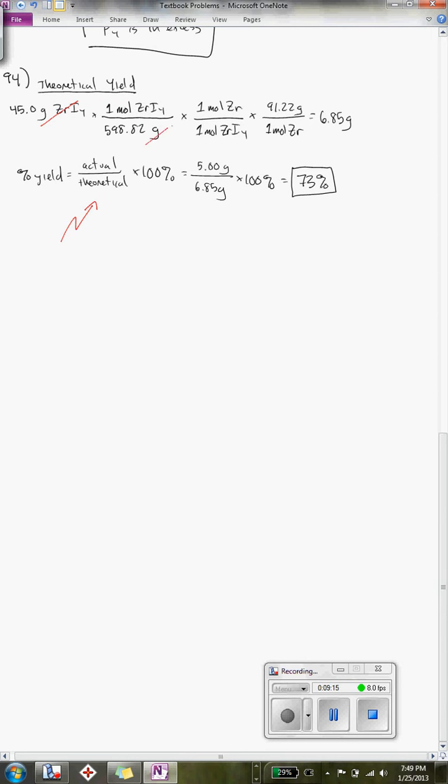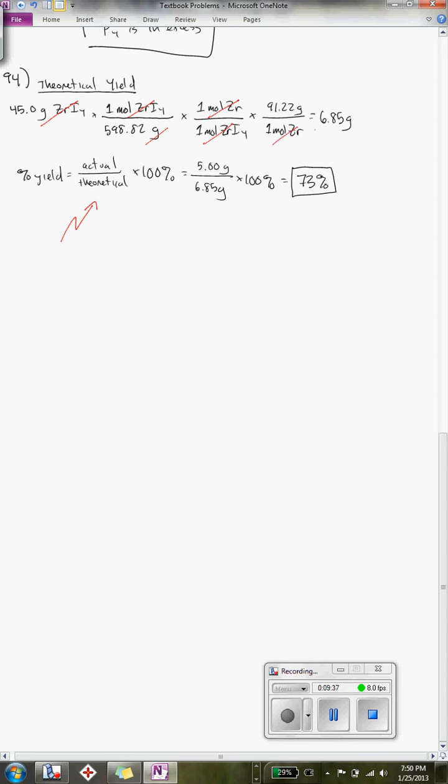Our grams of ZrI4 cancel out. Now we have moles of ZrI4. We can go from moles of our reactant to moles of our product using the mole ratio from our balanced equation. Coefficients tell us that this mole ratio is 1 to 1. Final step, we can go from moles to grams using the molar mass. We make sure grams are in the numerator because we want those. We want to cancel out moles, so moles in the denominator.